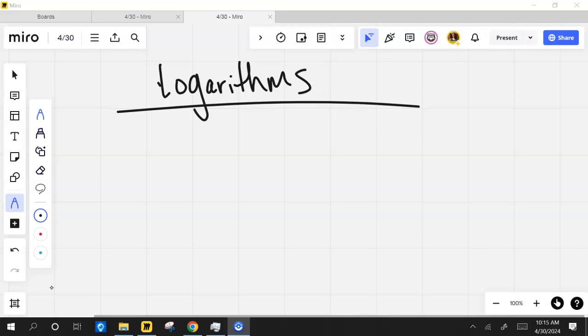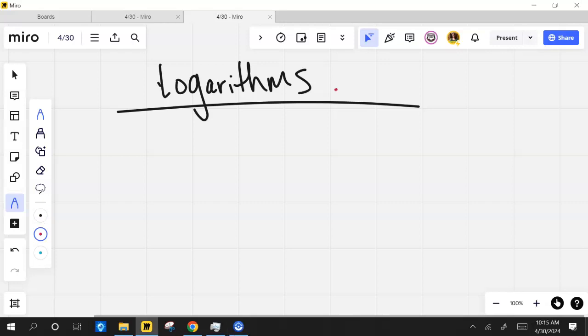Logarithms. Here we go. I'm gonna get through this as quickly and painlessly as possible. Logarithms. Oh gosh, I dread these.